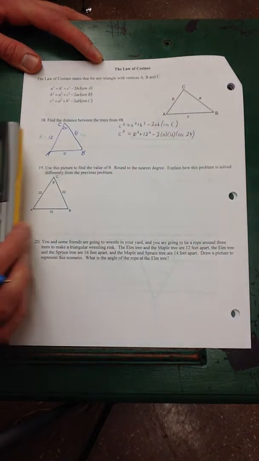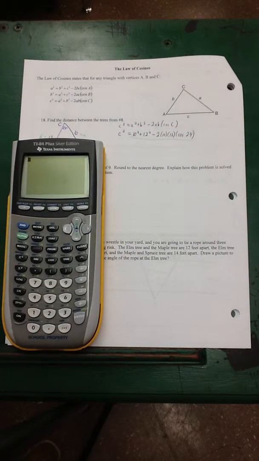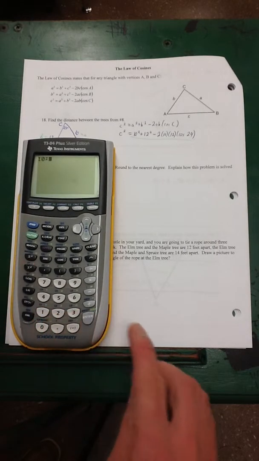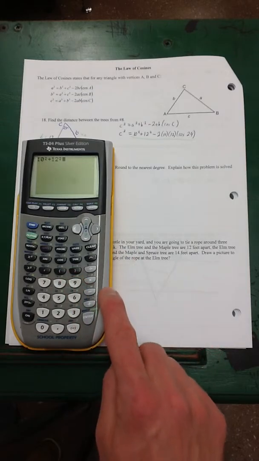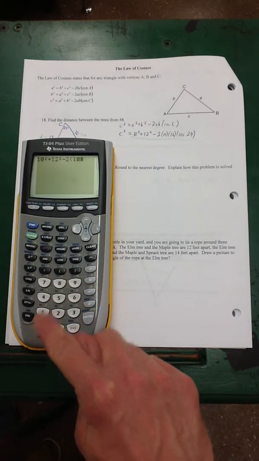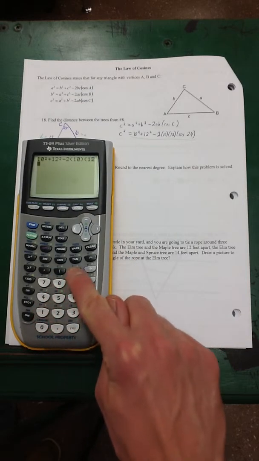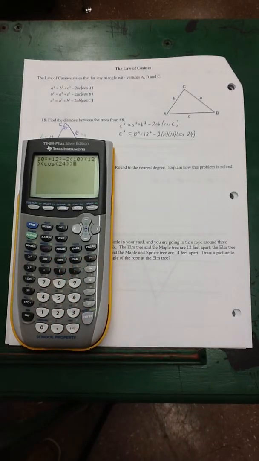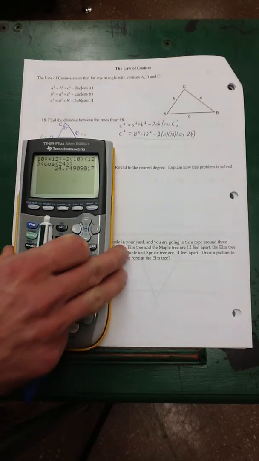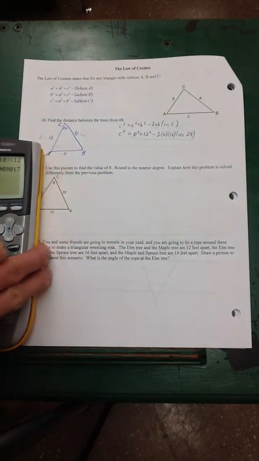So let's do it. 10 squared, that's 100, but we'll just type it. Plus 12 squared, minus 2 times 10 times 12 times the cosine of 24. There we go. Once I hit enter, obviously I'll get my answer. Now, that is not my final answer. Totally not my final answer, and I'm going to explain why it's not.